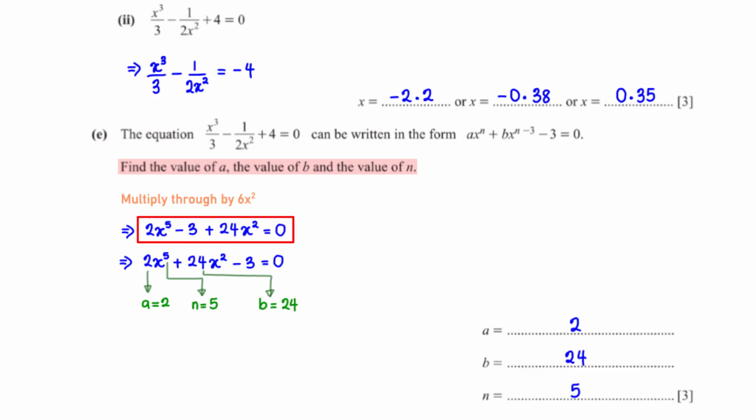This gives us 2x to the power 5 minus 3 plus 24x squared equals 0. We can rearrange the terms, so we have 2x to the power 5 plus 24x squared minus 3 equals 0. When we compare this to what we were given in the question, we see that a is 2, n is 5, and b is 24.